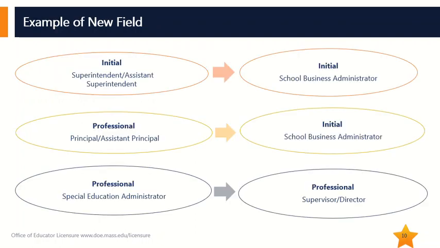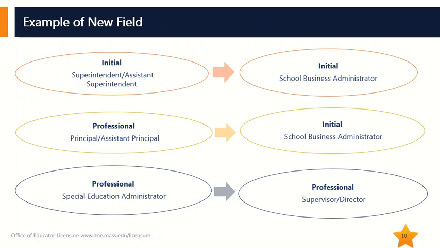Let's elaborate through some examples. In the first example, initial to initial, the applicant holds the initial superintendent assistant superintendent license and wants to add an initial school business administrator license. In the second example, professional to initial, the applicant holds the professional principal assistant principal license and wants to add an initial school business administrator license.